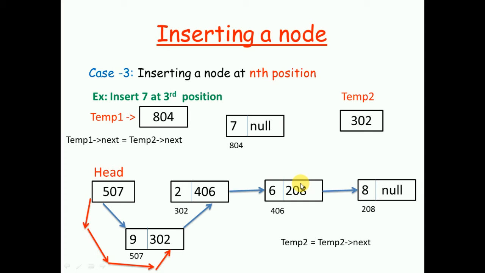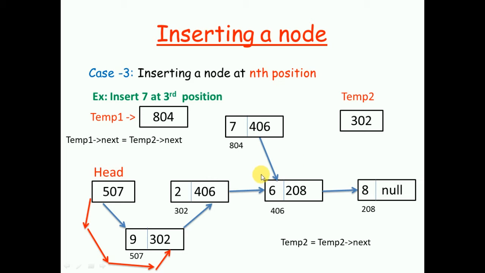Then our next step is temp1 next is equal to temp2 next. Okay, what is temp1? What is temp2? Let's see. Temp1 is 804. I have told you that temp1 is this node's address, and in this place we will store temp2 dot next. What is our temp2? Temp2 is 302. 302 points to this place, so 302 dot next, what is it? 406. So 406 will be printed here. Yes, 406 is printed here. So when 406 is here, it will automatically point to this node.